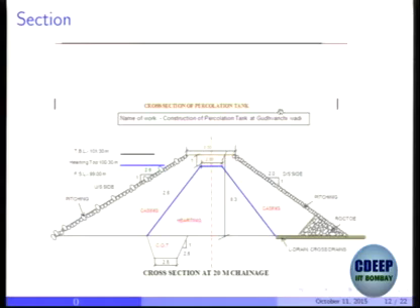Okay, so then here is the cross section. So this is 1:2.5 on the upside, 1:2 on the downside, and here is the rock toe. If you see the height, it is roughly 1 to 2 meters, so it is about this high. It's a long structure like a gabion, right?